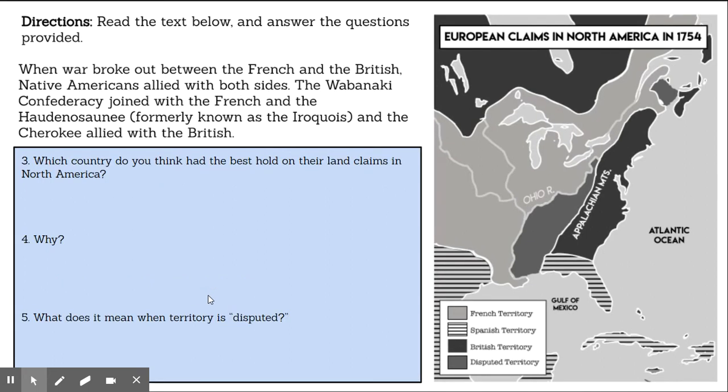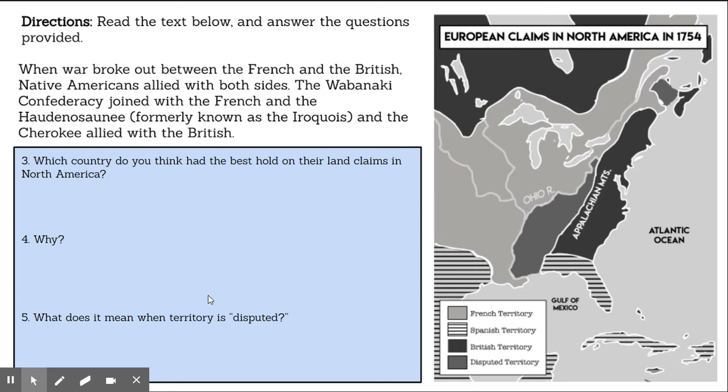And then we have this here. So when war broke out between the French and the British, Native Americans were allied on both sides. The Wabanaki Confederacy joined with the French, and the Haudenosaunee, I'm going to say that wrong, I don't know if that's right, guys, formerly known as the Iroquois. And the Cherokee allied with the British.